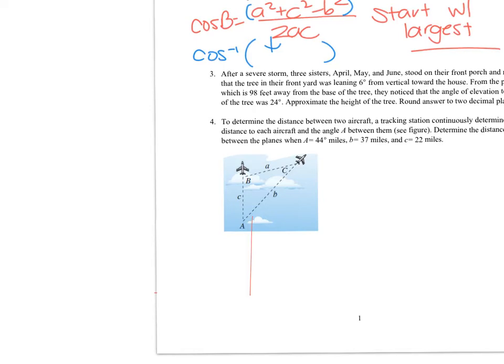It says, I'm sorry, toward the house. You're totally right. It says toward the house. The one on your test, I think, had away from the house. So toward the house would be 6 less, which would be 84 degrees.